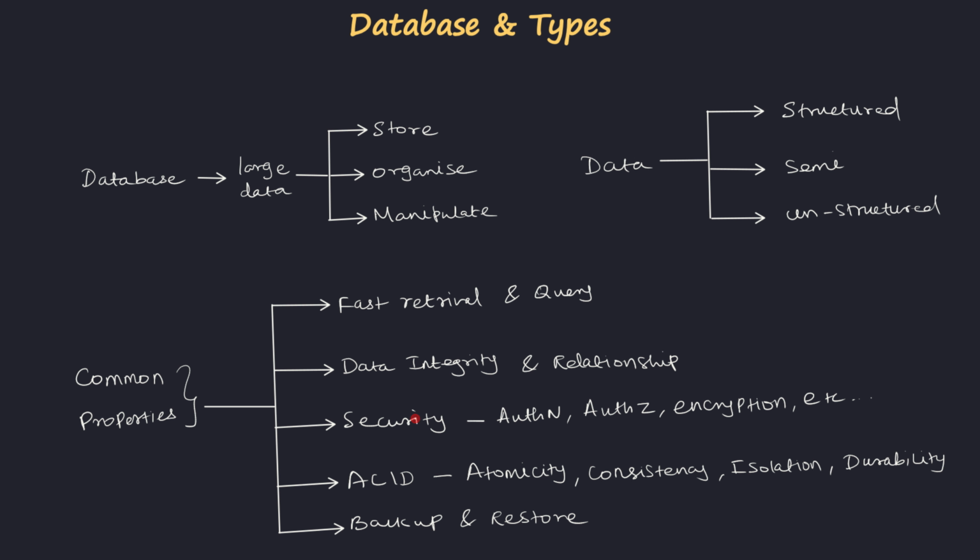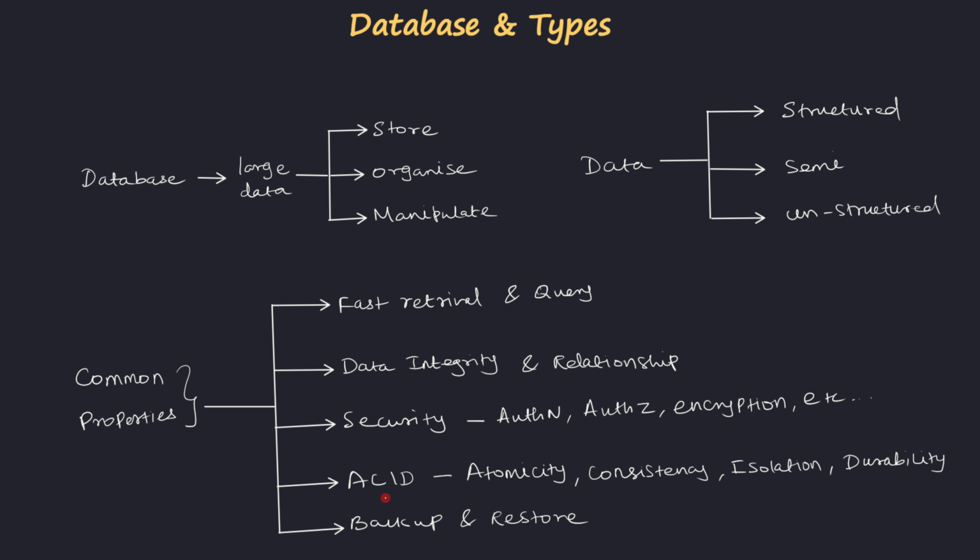Then the other one is security. All databases provide security. This includes authentication, authorization, and encrypting the data and things like this. Another important one is transaction support and the ACID properties. Most databases provide transaction support. So if one or more of the operations within the transaction fails, then you can roll back the whole transaction. And when we are using transactions, ACID is one of the key properties which defines how transactions work. ACID means atomicity, consistency, isolation, and durability.